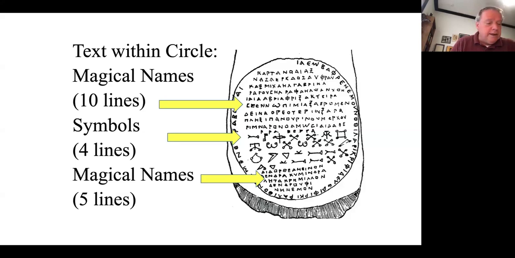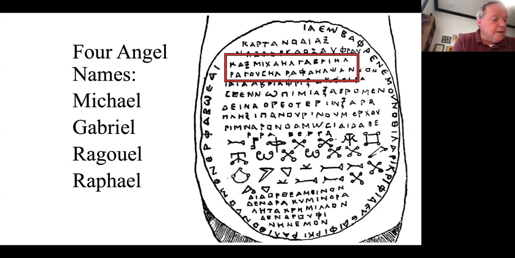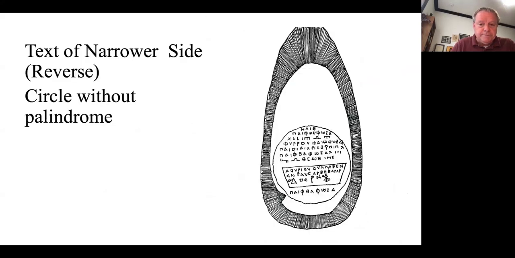Since the names of the 4 angels appear near the beginning of the text, Michael, Gabriel, etc., we expect that all of these other words and symbols also represent powerful supernatural allies. On the narrower side, we find another circle, and within it a different series of magical words and symbols, 3 lines of which are isolated within a parallelogram.